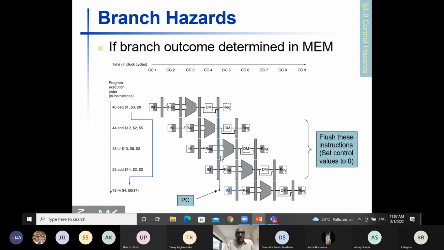If the branch is not taken, then there is no issue at all. The pipeline will go smoothly and there won't be any disturbance. So the problem is that the branch is delayed, because the branch decision becomes known only at the fourth stage. Because of that, we have three instructions that need to be flushed. The three instructions which have already entered the pipeline have to be removed, the pipeline has to be cleaned up, and it has to start afresh by loading the instruction at address 72.